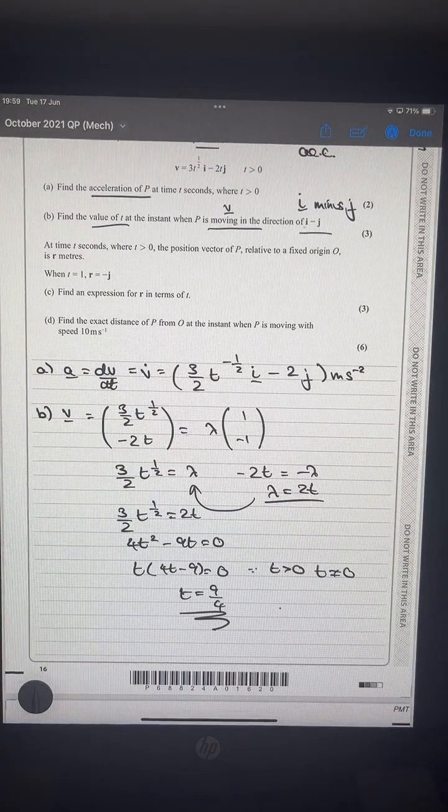So the way we did that question is, we know it's moving in a direction of 1, negative 1, because i minus j is that thing there. It is going to be some scalar of it. What is that scalar going to be? Then replace with that scalar and solve an equation for t.